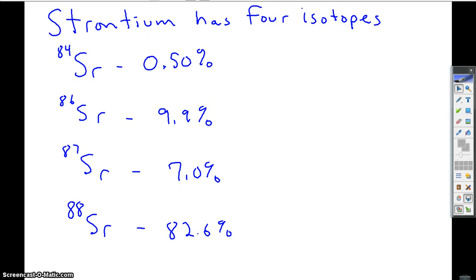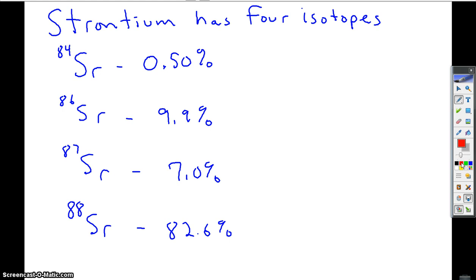So let's do an actual example here with strontium. So strontium has 4 naturally occurring isotopes. There's strontium-84, 86, 87, and 88. And here's the relative proportions of each of those. 84 is 0.5%, 86 is just under 10% at 9.9, 87 is 7%, and 88 makes up the bulk of it at 82.6. So all we're going to do in this case is we're going to take the atomic mass of the isotope times the relative proportion.